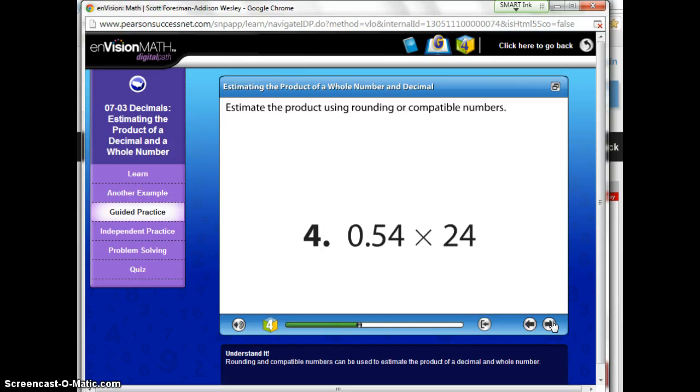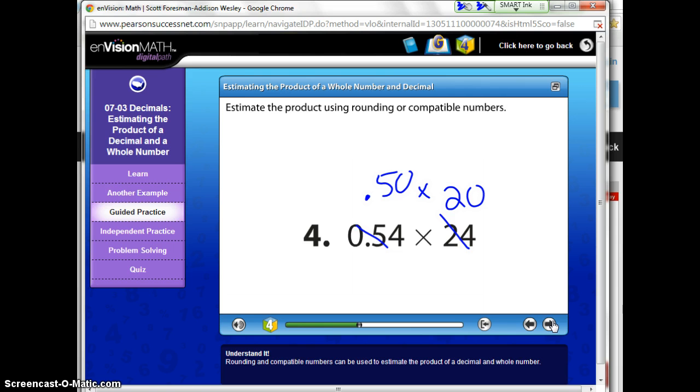Brendan, which number would you like to start with? The 24? What is this closest to? Thank you. Okay, now let's go over here. Pay attention. What would we change the decimal number to? Kiara? 0.50, okay. 0.50 is what it's closest to.